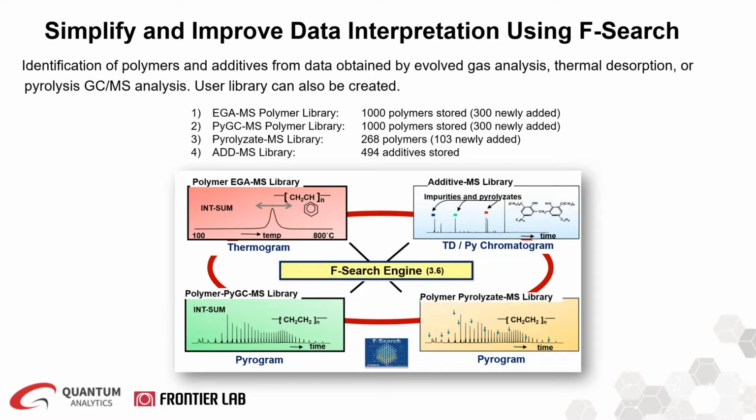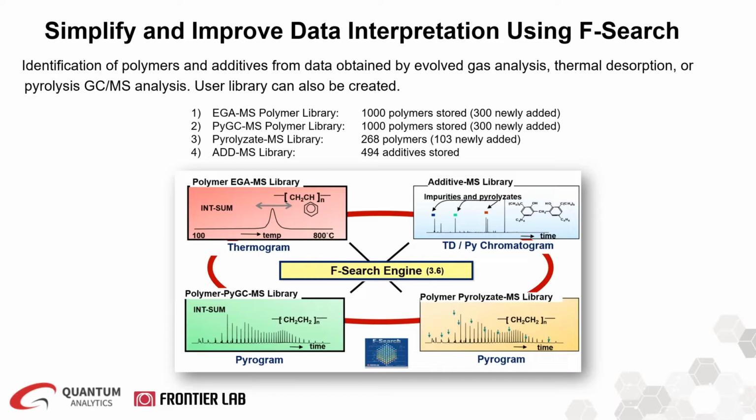So FSearch is a search engine with 4 unique libraries for identifying additives, volatiles, light compounds, as well as oligomers, heavy and polymeric compounds. FSearch also allows you to create your own user library. We also call it in-house library to perform contamination, comparison, and failure analysis.